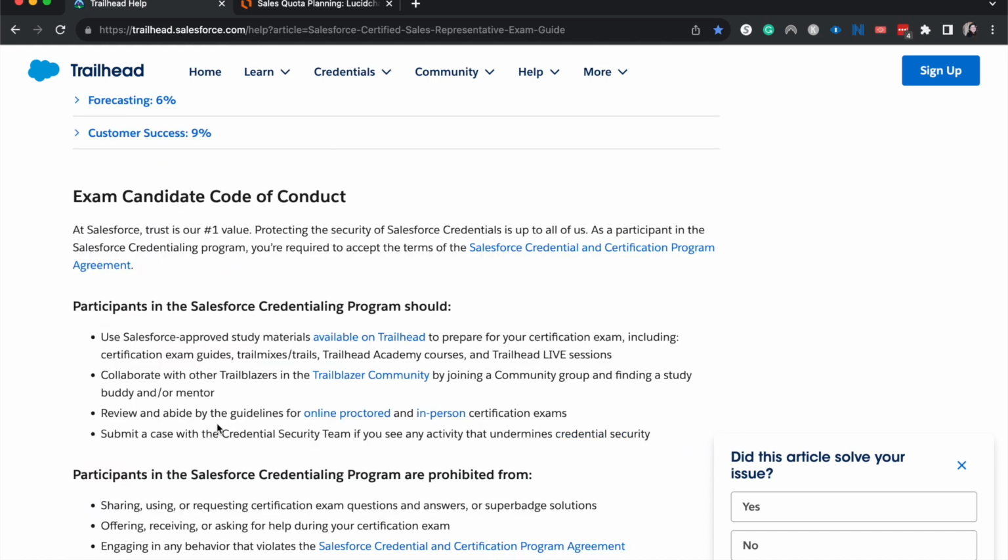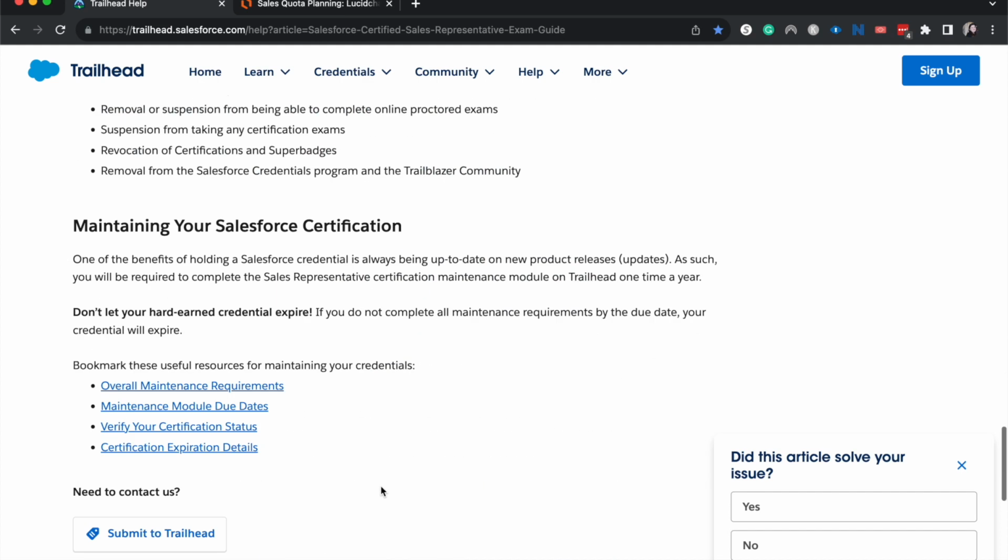Finally, before we move on to some of the more individual pieces of this, just make sure that you don't share out any questions or answers from the exam. It violates the credential program and you can lose your certifications. And then they don't have any maintenance modules right now. So just be sure to check back in and see in a couple of months or weeks after you get your credential to see if there are any updates that you will need to do to keep your certification. Super sad when people lose certifications because they don't keep it up to date.